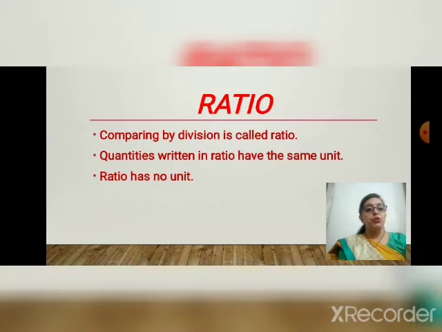First one is ratio. We can compare things through ratio. Comparing by division is called ratio. Quantities written in ratio have the same unit. Ratio has no unit.